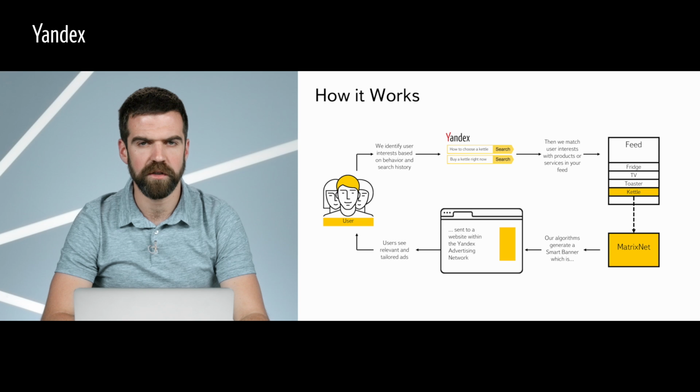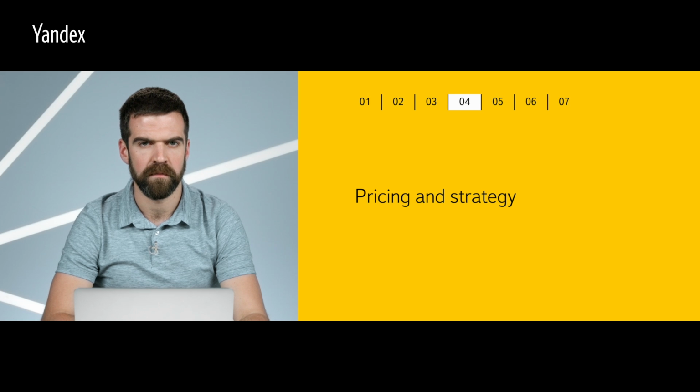Smart banners are also based on user interests. So if Yandex has data about a user's online behavior, we can know that they are interested, for example, in kettles, either from their search history or because they viewed certain pages on the advertiser's site. matrixnet searches your product feed for kettles and forms a smart banner with one or more products. This smart banner then appears on the site that the user visits.